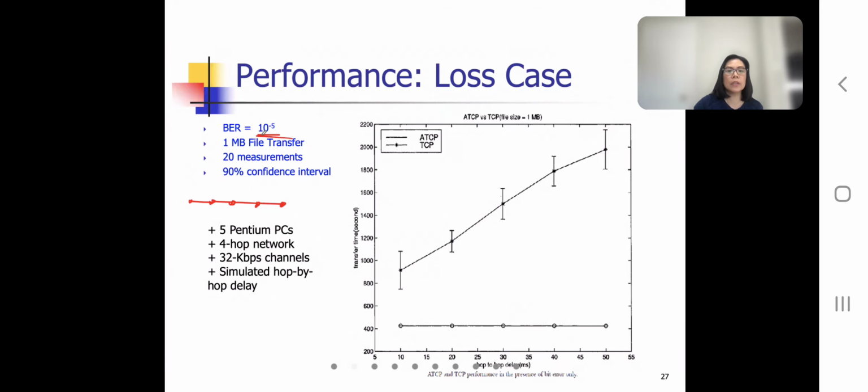Okay, so this is a good number, basically the best number for a wireless environment. They assume a file transfer of 1 megabyte. For each data point like this, they run 20 experiments and then take the average, and the confidence interval is 90%, okay?